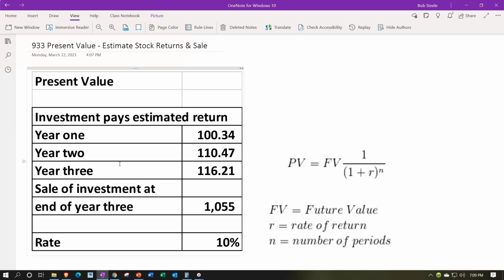So for example, if we put in an investment and expect after year 1, we're going to get a return, let's say dividends on it of $100.34, then we can present value that. If we have the year 2, we expect to get a return of $110.47, year 3, $116.21 in terms of dividends coming back after the initial investment. And then we expect to sell the stock after year 3 for $1,055. Obviously, these are all estimates.